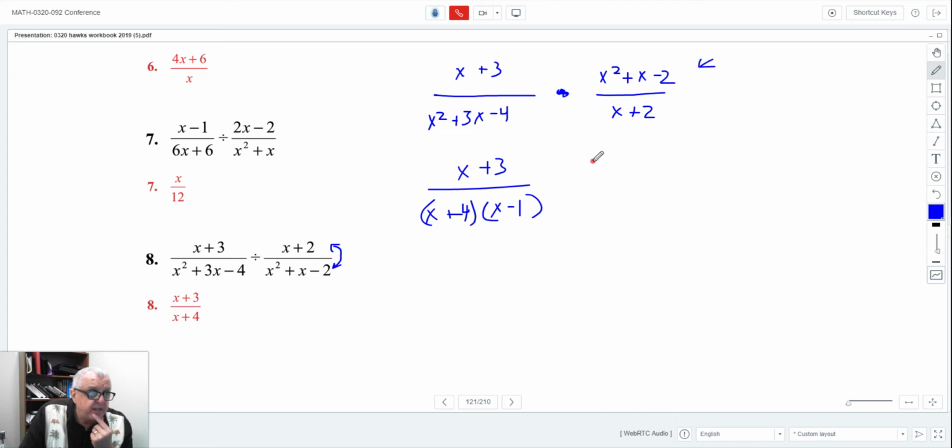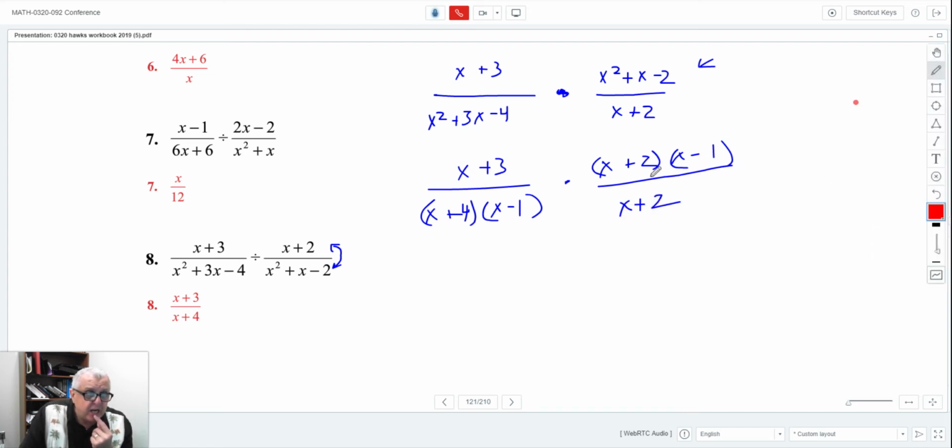This top one factors to x times x, and 2 and 1. Since we have a positive x, this should be a positive 1 and a negative 2. And the bottom factors to x plus 2. So we factored everything we can.